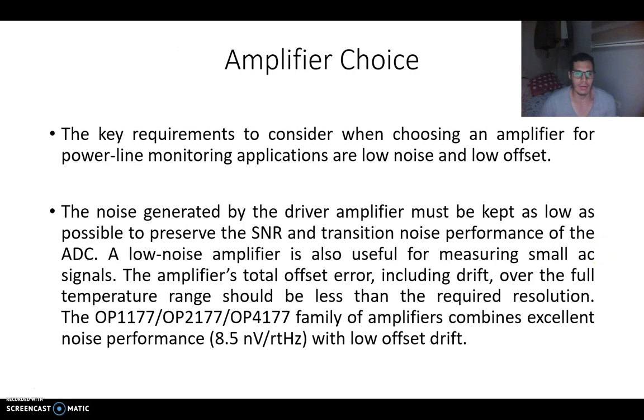Amplifier choice: The key requirements to consider when choosing an amplifier for power line monitoring applications are low noise and low offset. The noise generated by the driver amplifier must be kept as low as possible to preserve the SNR and transition noise performance of the ADC.